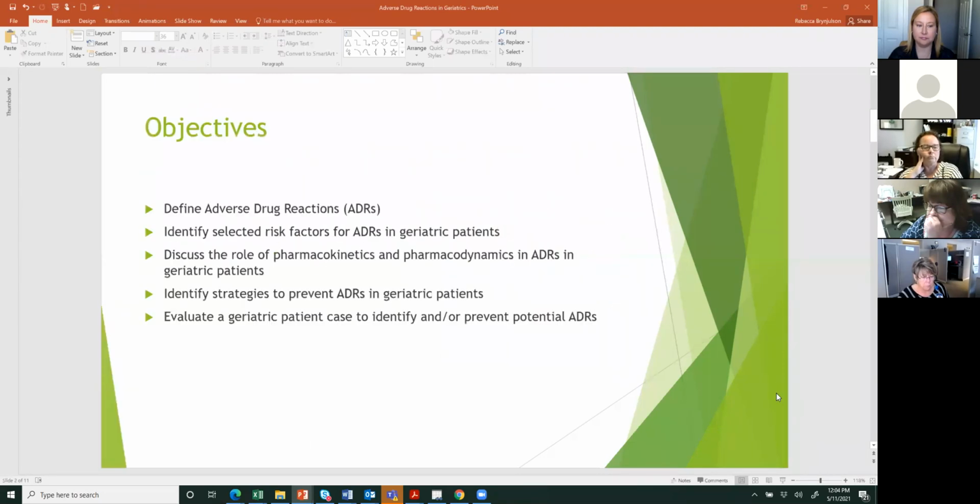Our objectives for our presentation today are to define adverse drug reactions, to identify selected risk factors for adverse drug reactions in geriatric patients, to discuss the role of pharmacokinetics and pharmacodynamics in adverse drug reactions, to identify strategies to prevent adverse drug reactions, and then to actually evaluate a geriatric patient case to identify or prevent potential ADRs. And so that will definitely be a more interactive portion of our presentation today. So I will ask you for your input and your feedback and give you some of my thoughts on how I would approach different scenarios with this fictitious patient as well.